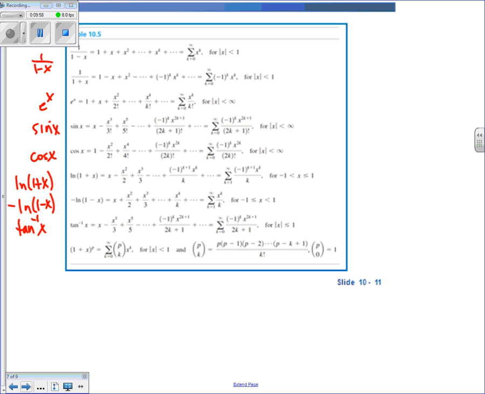Don't worry about this last one. I didn't cover the binomial expansion. But these are some known ones that, unless you're specifically asked to develop it, you can refer to this and use it. So if you're trying to form new ones using compositions or multiplying by a power of x, then you can go ahead and just use this instead of having to develop it from scratch.